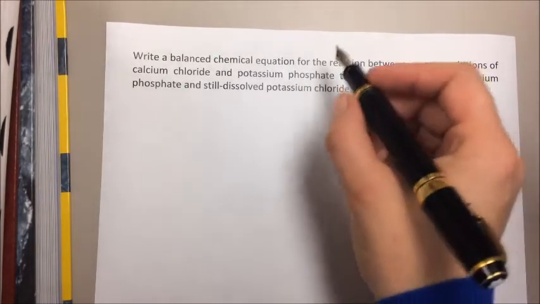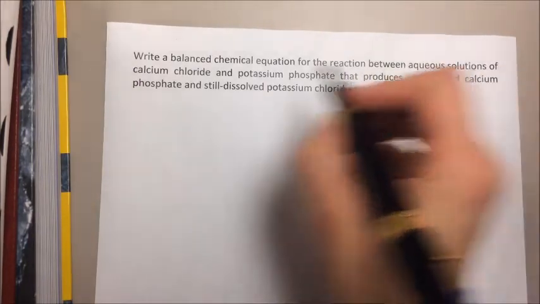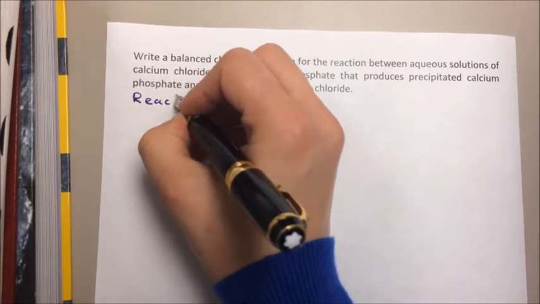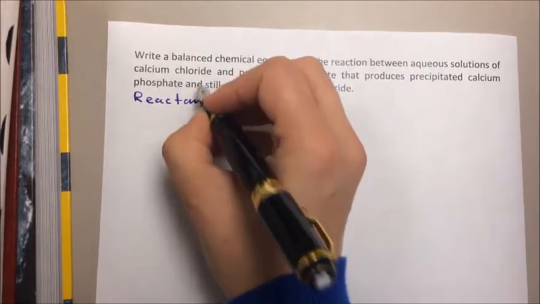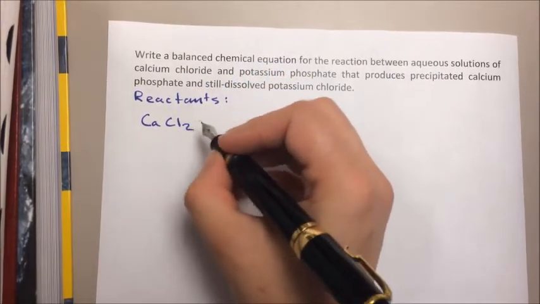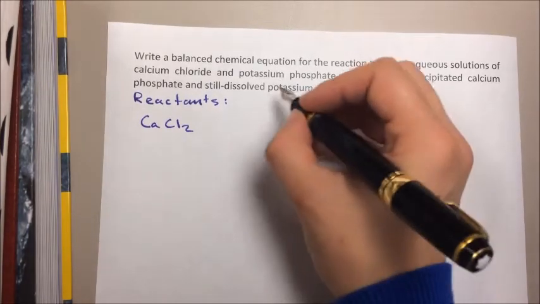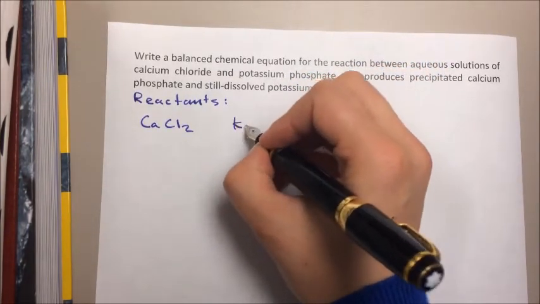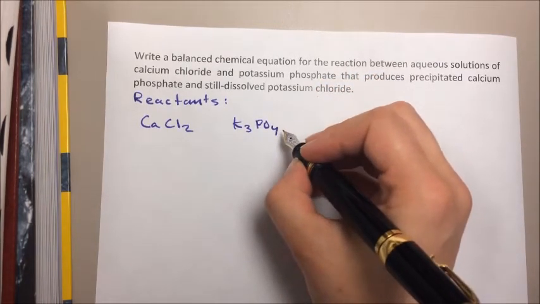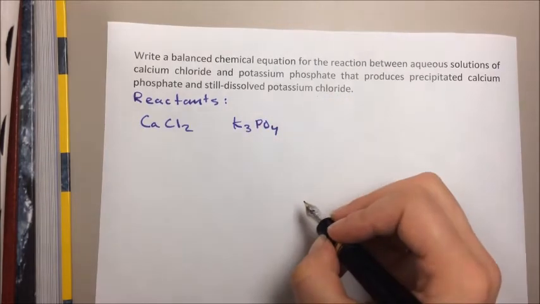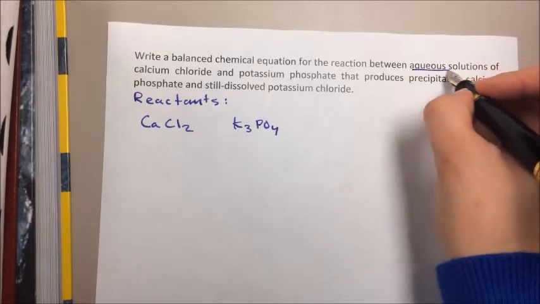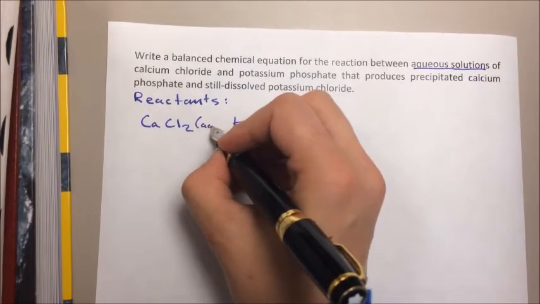We can figure out the reactants because we're looking for the reaction between calcium chloride and potassium phosphate. So our reactants are calcium chloride, which is CaCl2, because calcium is always a 2+ ion and chloride is always a 1-. And then potassium phosphate, K3PO4, because phosphate is always a -3 anion and potassium is always a +1 cation. Now, as for their indicators of state, aqueous solutions. So these are both aqueous.